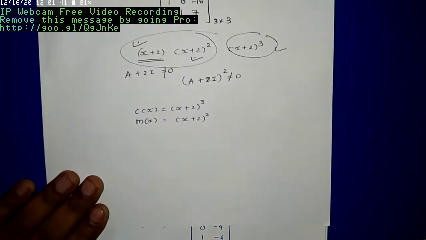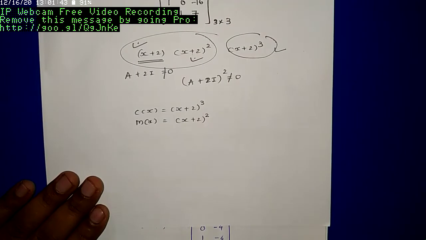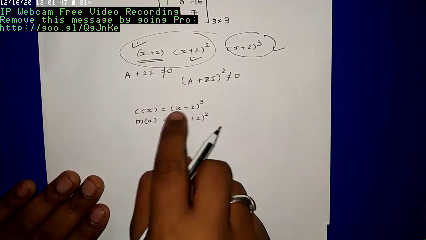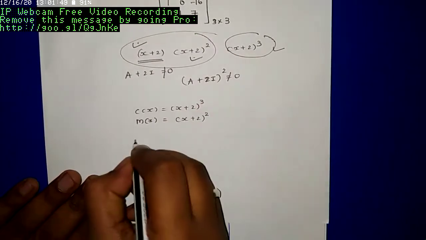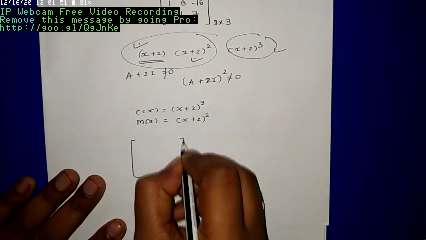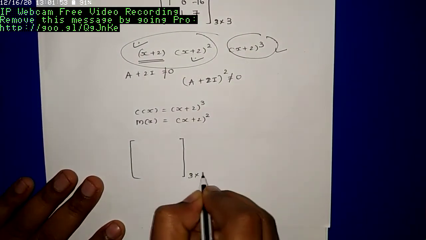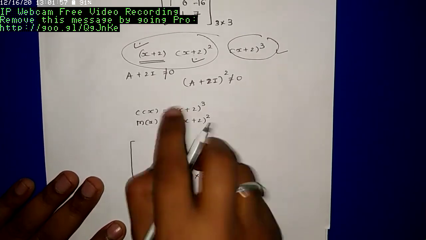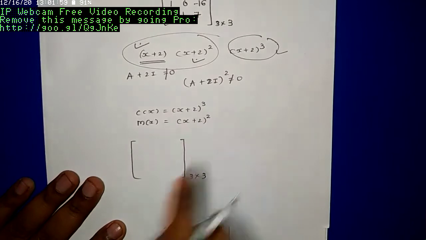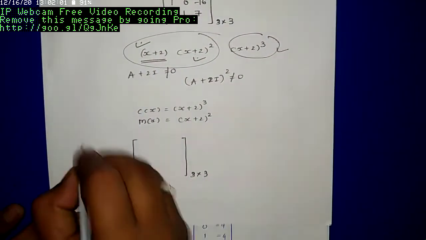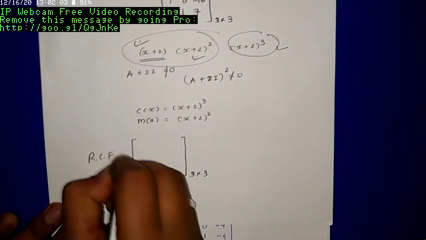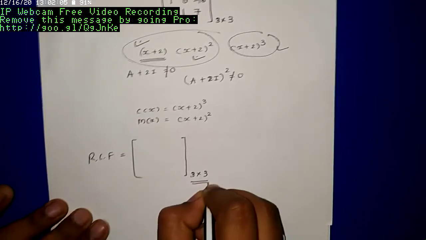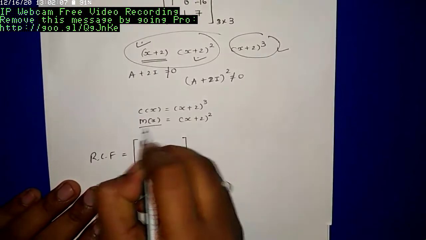Okay, so here your C(x) is (x plus 2) cube. That means your rational canonical form size must be 3 cross 3, because its size depends on C(x). The degree of C(x) is 3, so the possible rational canonical form size is 3 cross 3. But here the minimal polynomial has degree 2.